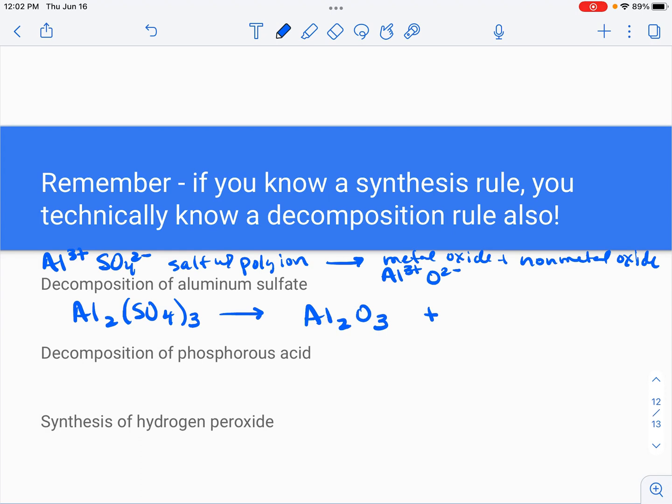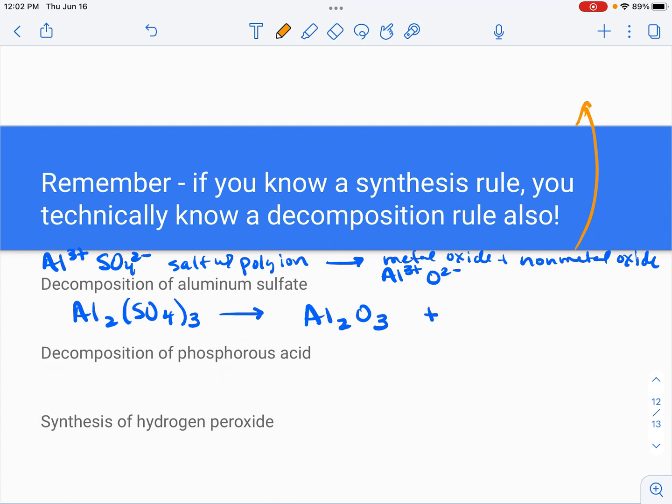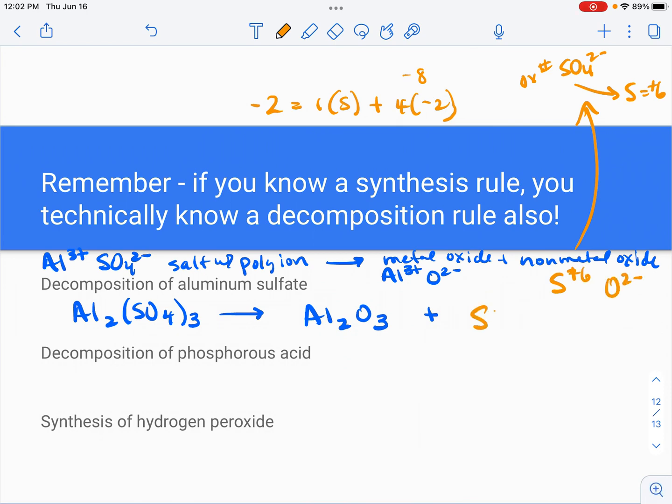Al2O3. And then the non-metal oxide, the non-metal has to keep the same oxidation number. So let's look at the oxidation number of SO4, of sulfate. So this would be -2 equals 1 sulfur plus 4 times -2 for the oxygen. So this is -8. I move it to the other side. That gives me +6. So in here, the sulfur is +6. That means that when I put it with the non-metal oxide, it has to be S +6 with oxide 2 minus. So this is going to be SO3 to balance the charges.